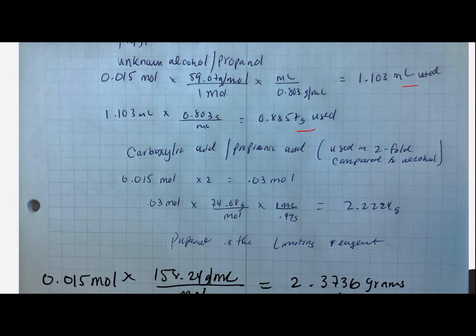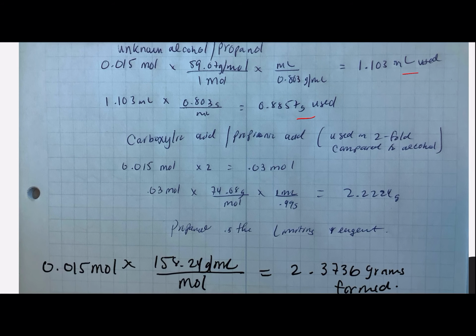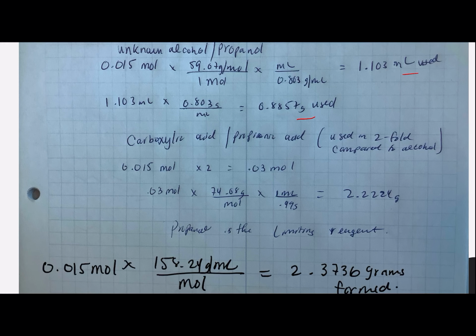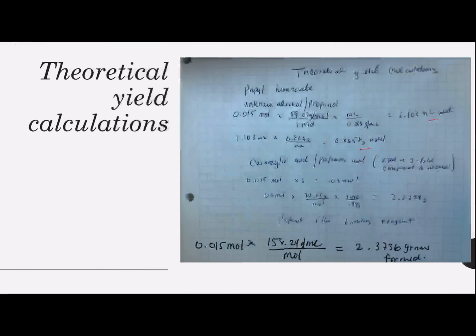We're doing this to get the limiting reagent, because we need that number to get the grams formed of propyl hexanoate. So when we actually do this, we end up getting 2.3736 grams formed, because 158 is the molecular weight of our propyl hexanoate, or ester. So that's really the theoretical yield calculations.